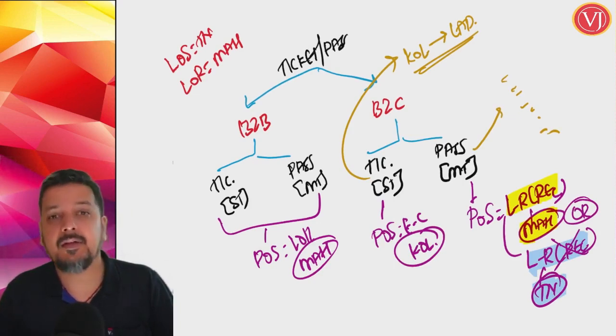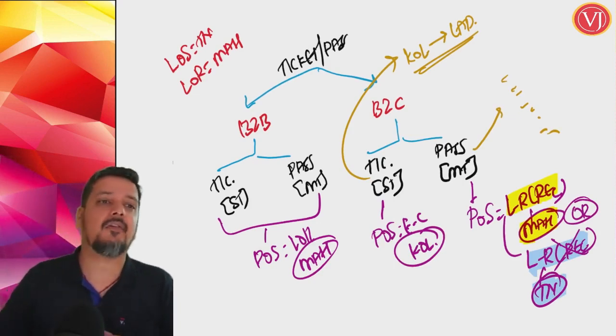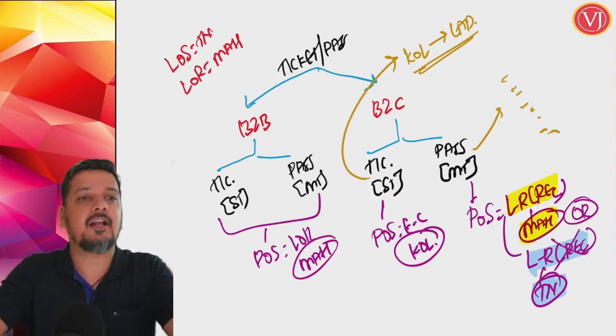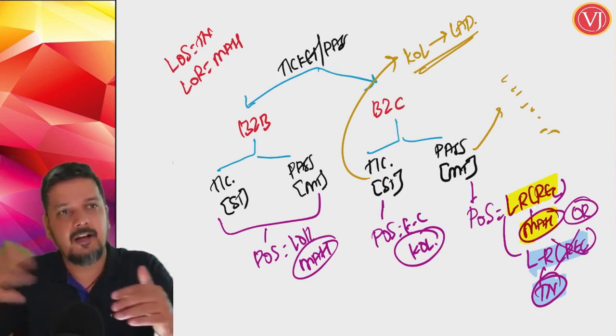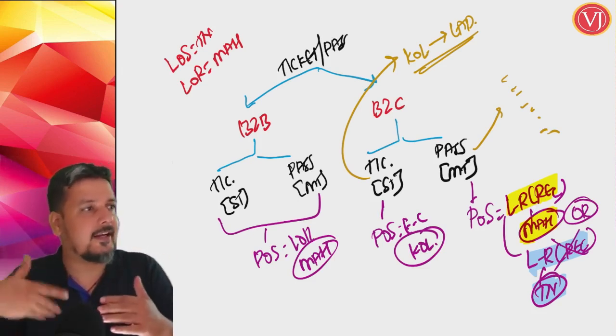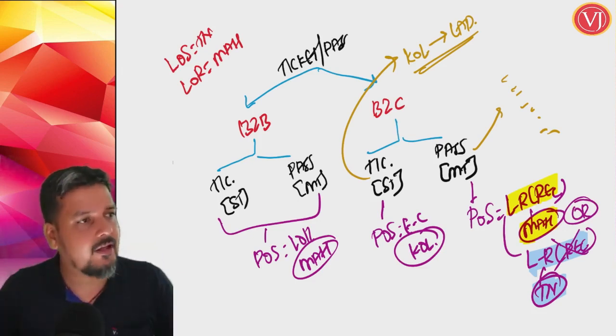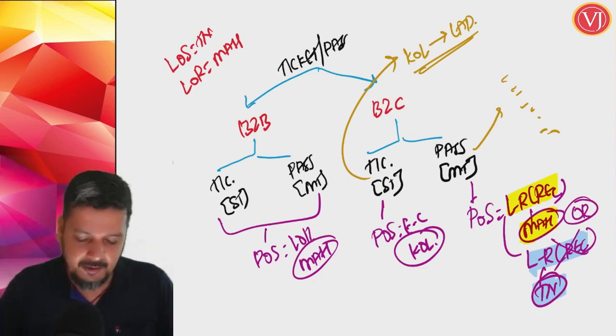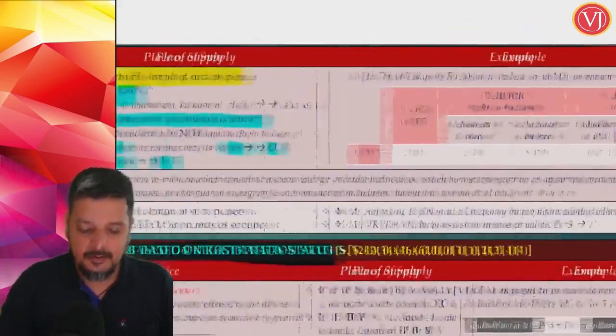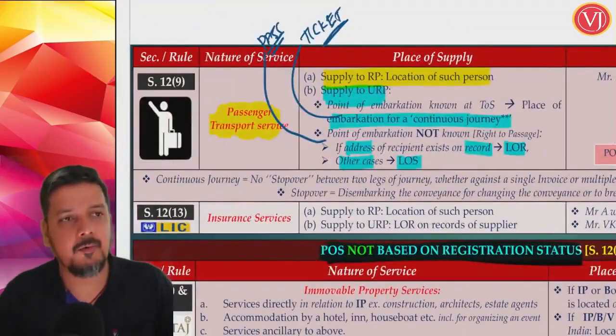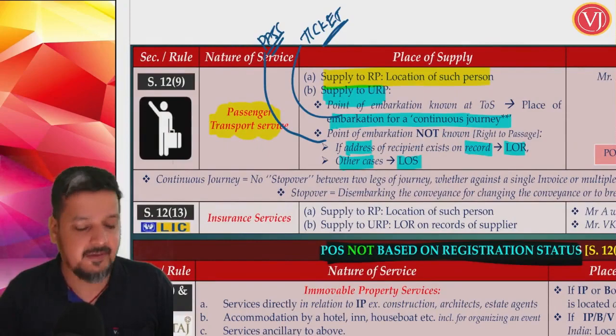Right. This will be there in a pass case, because in a pass case what will happen? I'll pay initially a bulk amount of 2 lakhs, correct? But I'll be traveling very frequently, again and again. Every time there will be no place of supply. When I make the payment, there will be place of supply. This is there when you're talking about tickets, passenger transportation service.